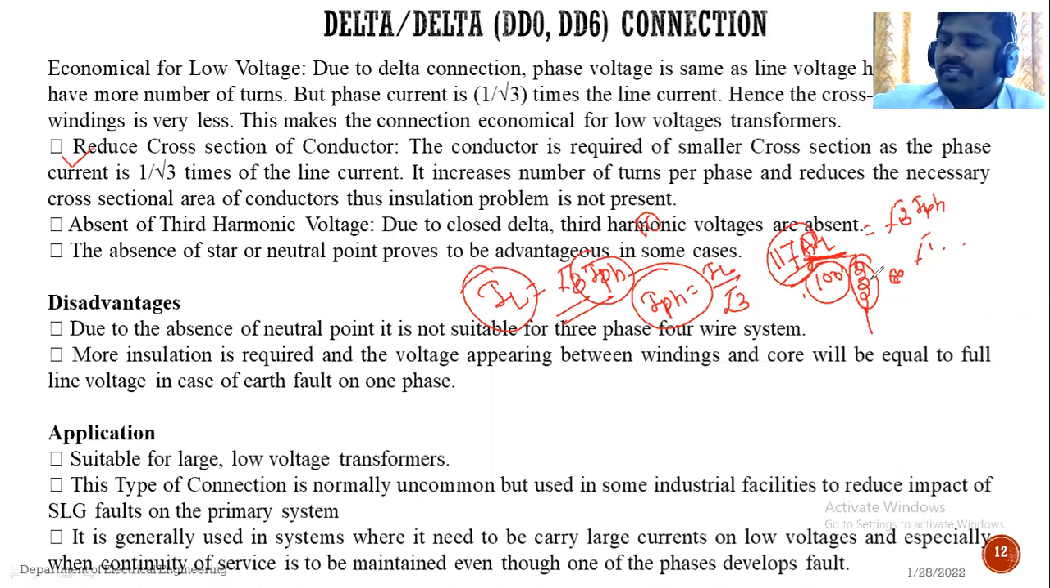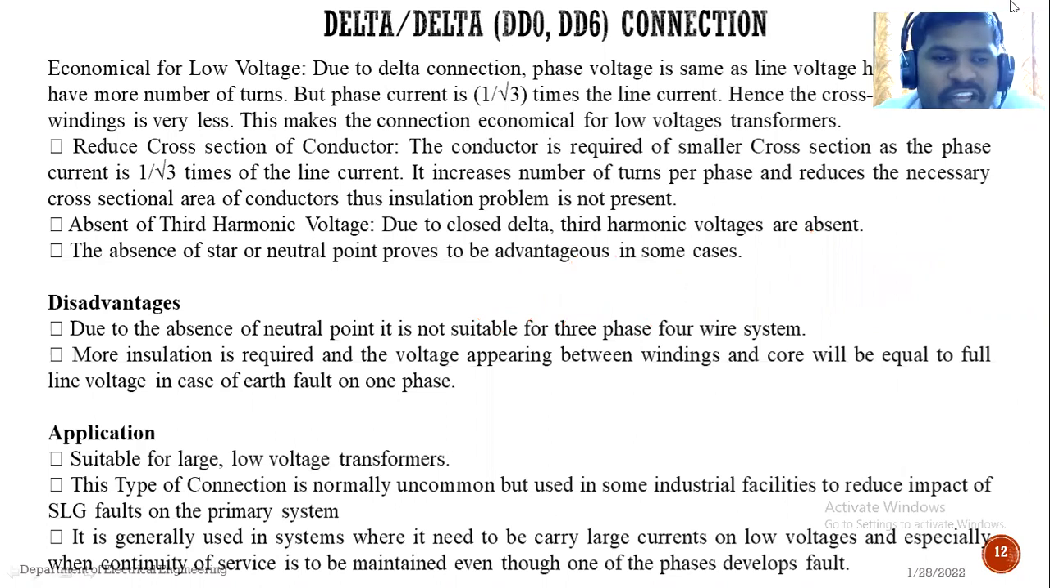Okay, so this is one of the advantages of these types of connection. Now the second advantage is the absence of third harmonic voltage. Due to closed delta, third harmonic voltages are absent. So this is one of the advantages, that is third harmonic content will be absent due to the closed delta connection. Primary is also closed delta, secondary is also closed delta, so the harmonic content will not be present, that means harmonic voltage will not be present. So this is one of the advantages.